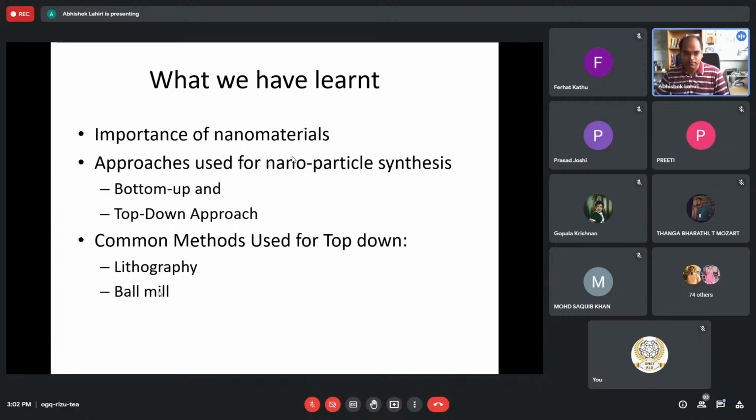In case of the top-down approach, we discussed two things. We discussed lithography and ball mill, and in case of lithography, we went on to discuss how we can do nanomanipulation using lithography, which was based on AFM and STM techniques. So with that, I come to the conclusion of my first lecture.